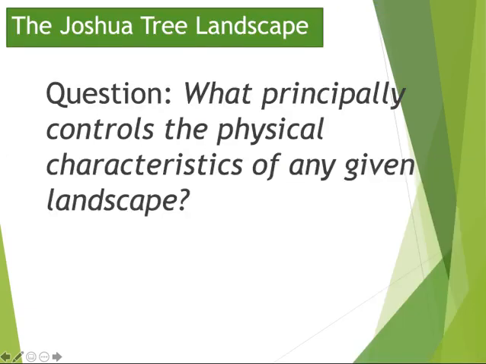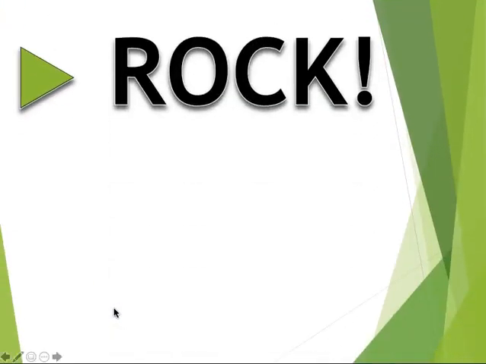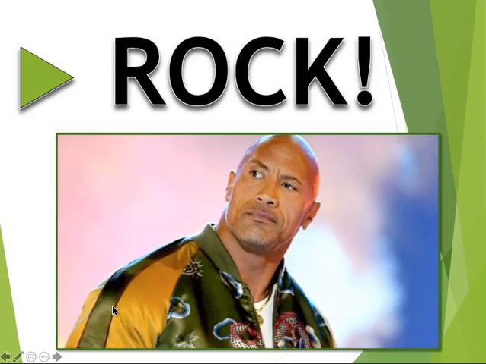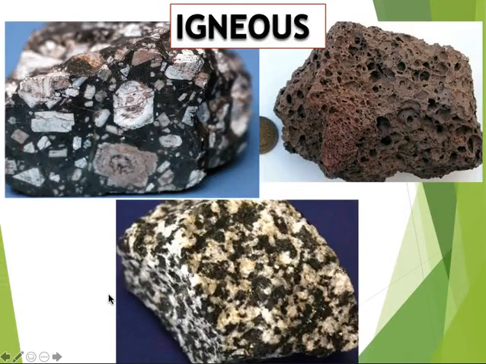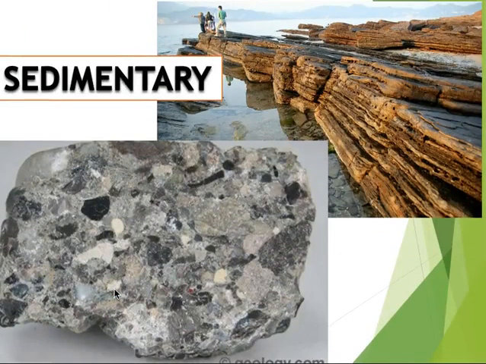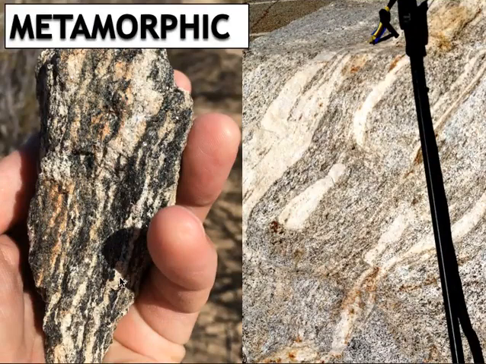Question: what principally controls the physical characteristics of any given landscape? The rock, of course. As you probably already know, there are three groups of rocks. Igneous rocks are masses of interlocking crystals that form from the solidification of magma or lava. Sedimentary rocks are the product of the weathering and eroding of pre-existing rock, forming from the deposition of solid particles or the precipitation of minerals. Metamorphic rocks form when the mineralogy and texture of a rock is altered by intense heat and or pressure.